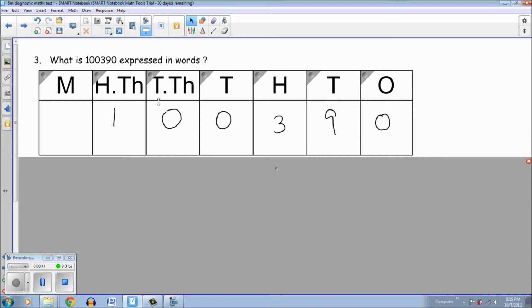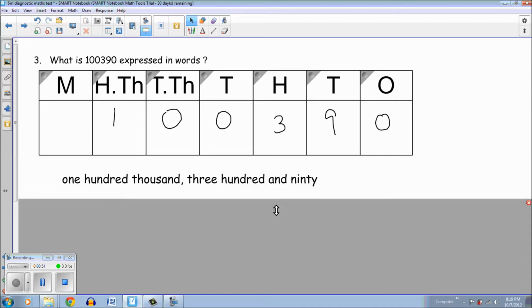So how many thousands would this be? This would be 100,390. Okay, so let's put that into words. So this is 100,390.